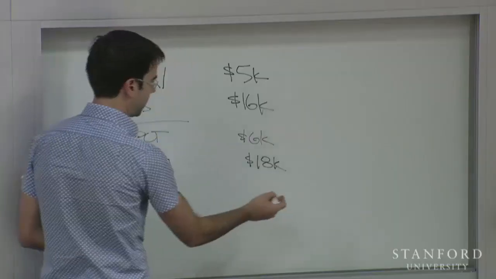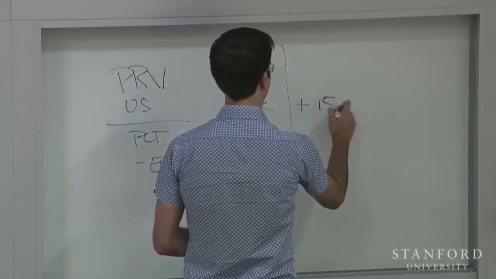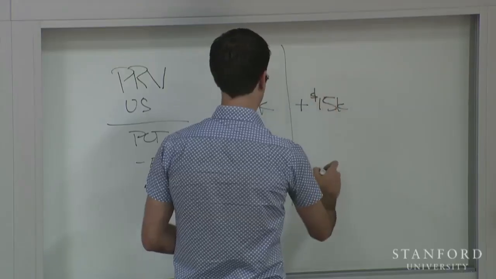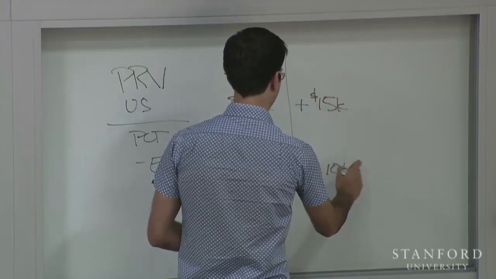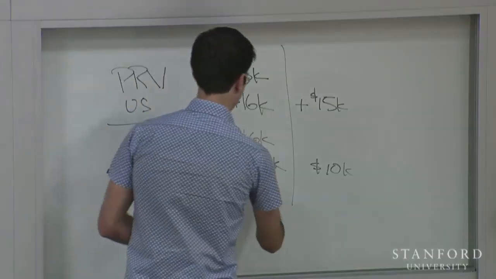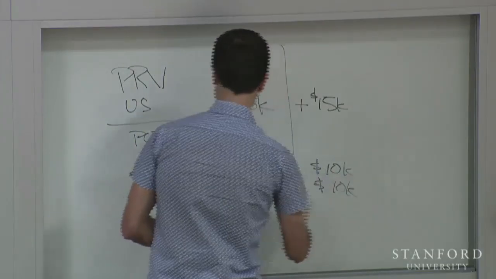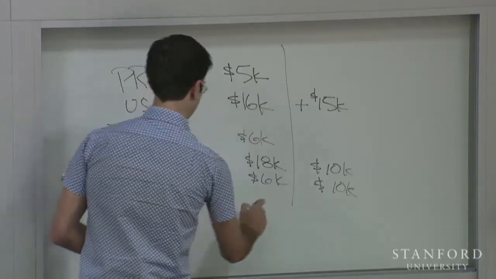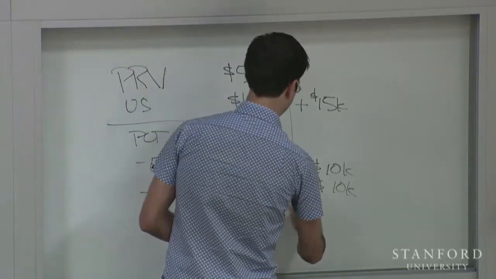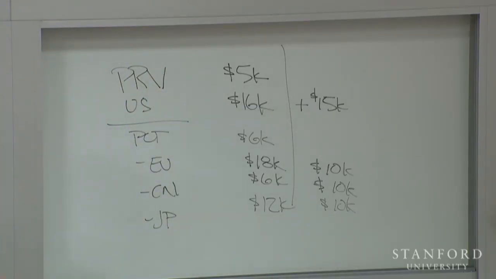And that doesn't include, so none of this actually includes prosecution. Prosecution is probably around $15,000 in the United States, and probably around $10,000 in Europe. In China, it's about $6,000 to enter, and then another $10,000 to prosecute. In Japan, it's about $12,000 to enter, and another $10,000 to prosecute. And so you can see how these numbers are going to add up pretty quickly. And this is just 3 countries.